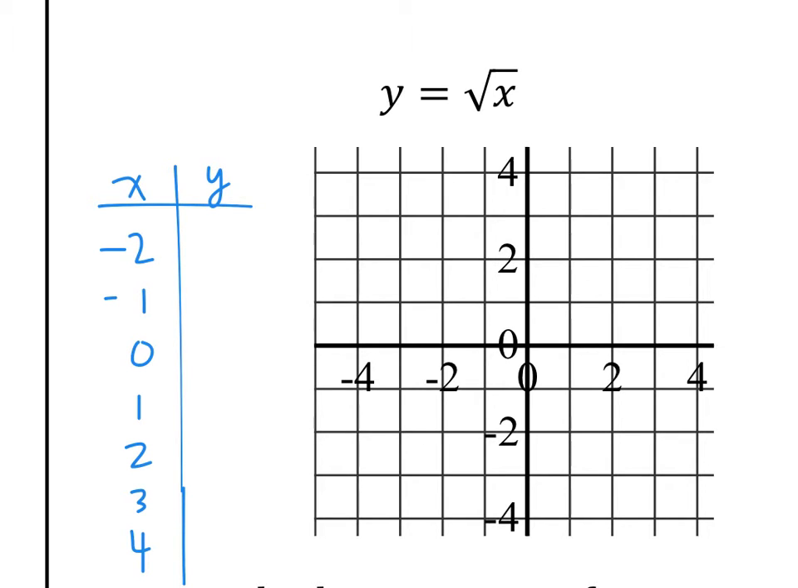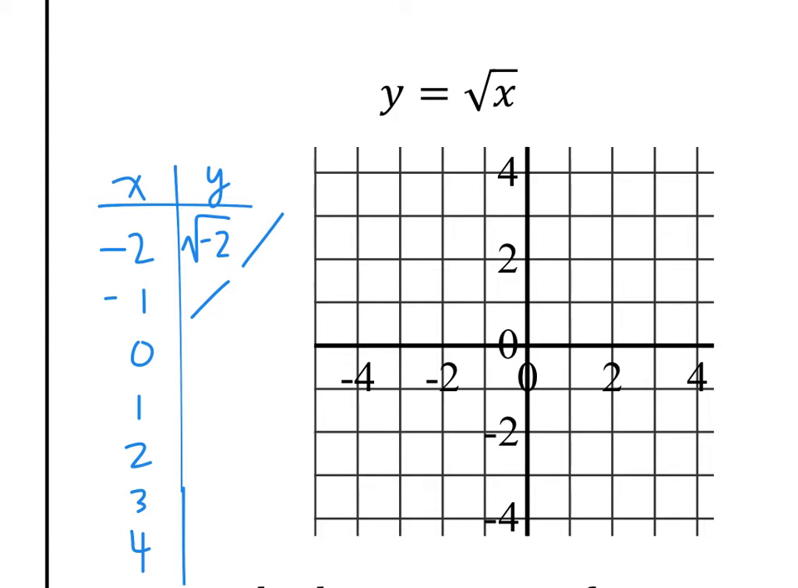When x is negative 2, what is y? It's going to be the square root of negative 2, so we would say square root 2i. However, we're looking at a real graph. So what's the answer? No solution, nothing. It's not going to show up on the graph. The graph is only for real numbers, so nothing. Square root of negative 1? Same thing. Nothing. We don't see anything.